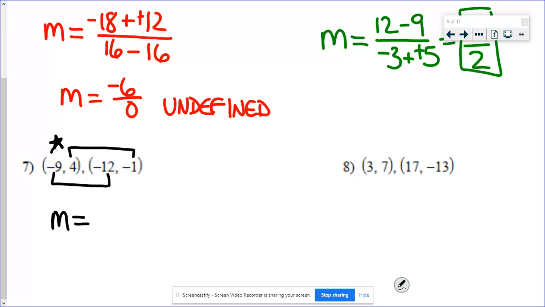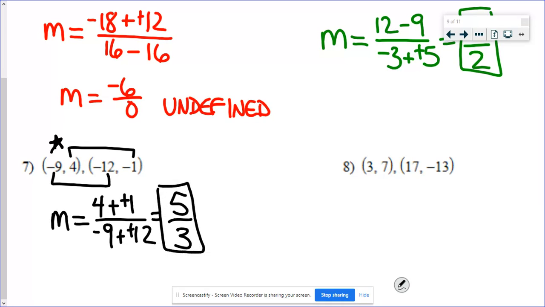So this time I'm going to start with this ordered pair. Just because I've told you we can use either one, I can look at these numbers and I know it's going to be a little easier this way. So I'm going to have the 4 as my first y, 4 minus the negative 1. And then since I started with the 4, I'm going to start with the negative 9 minus the negative 12. Keep change. So I get 5 over 3. And again, don't change that into a mixed number or a decimal.